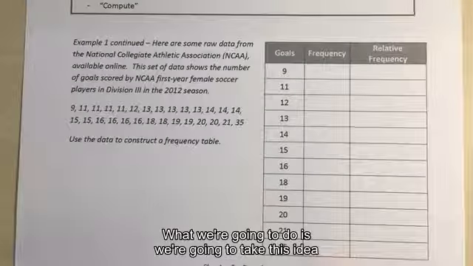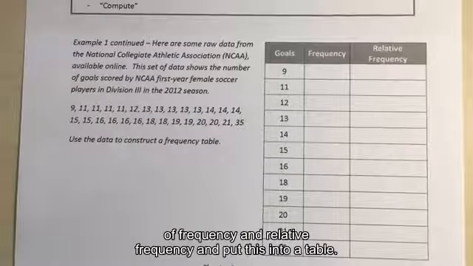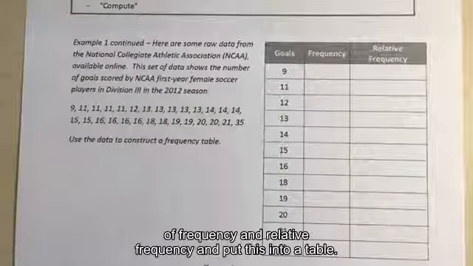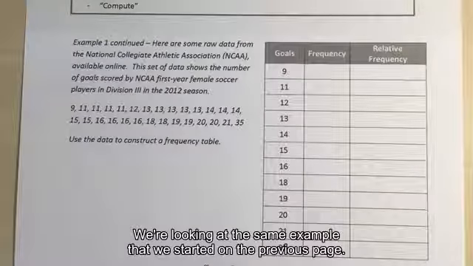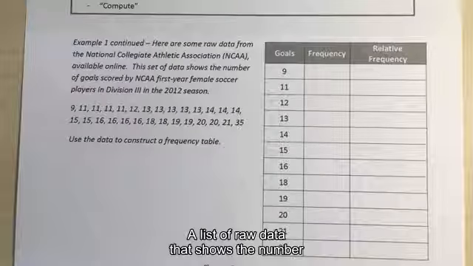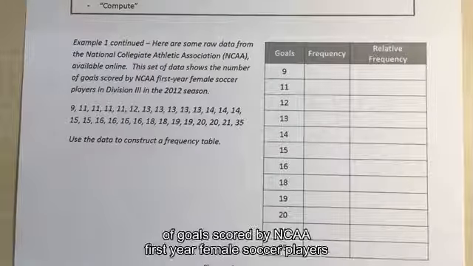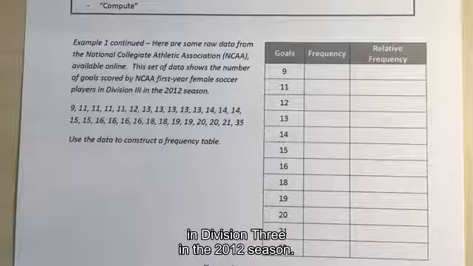What we're going to do is take this idea of frequency and relative frequency and put it into a table. We're looking at the same example that we started on the previous page: a list of raw data that shows the number of goals scored by NCAA first-year female soccer players in Division III in the 2012 season.